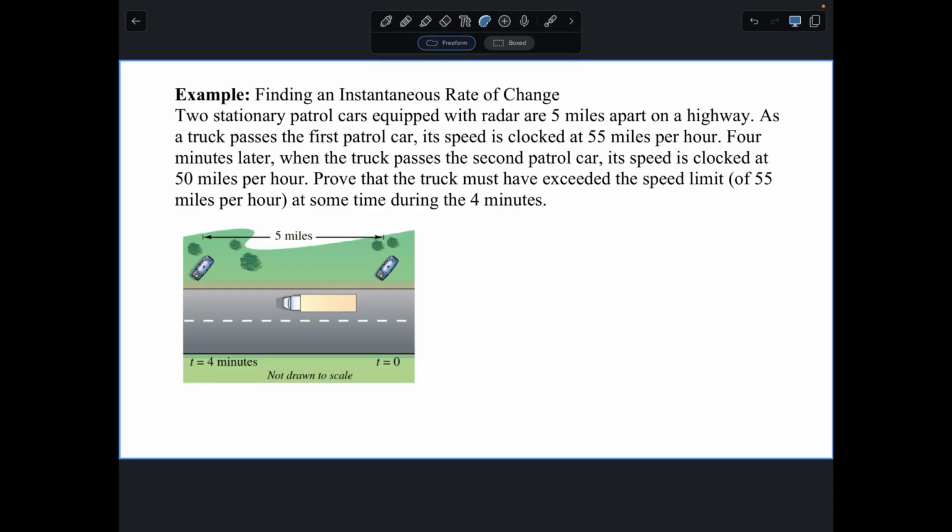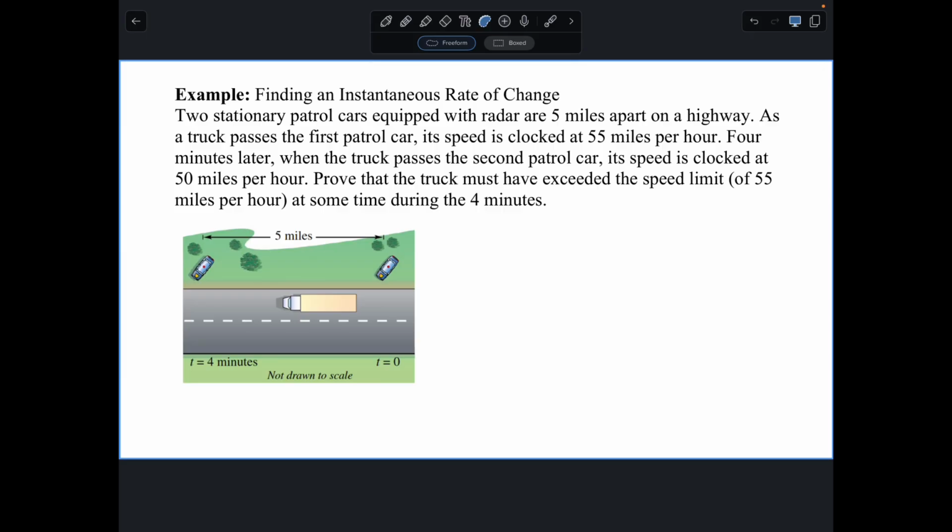Could you figure out in miles per hour what the truck driver's average speed was for driving 5 miles in 4 minutes? So we do 5 over 4, that's 1/4 of an hour, 5 miles in 4 minutes. So now we have to find the slope. Is that over 55 miles per hour?